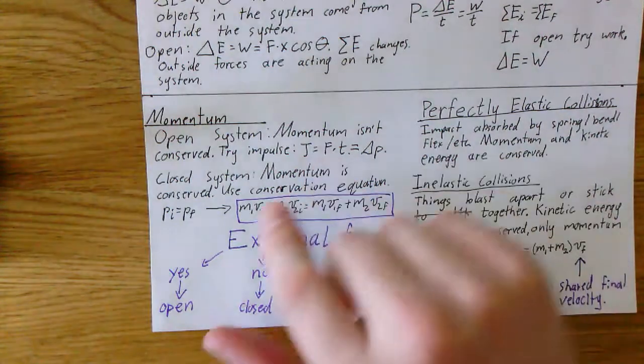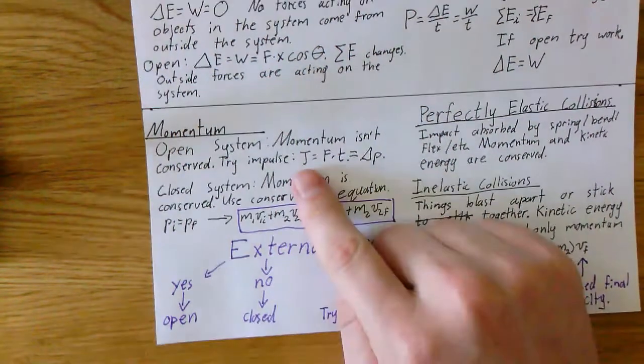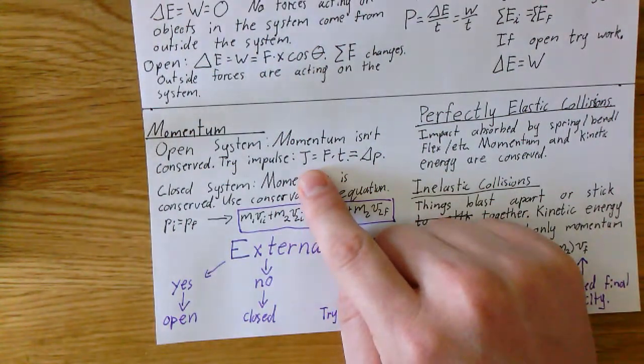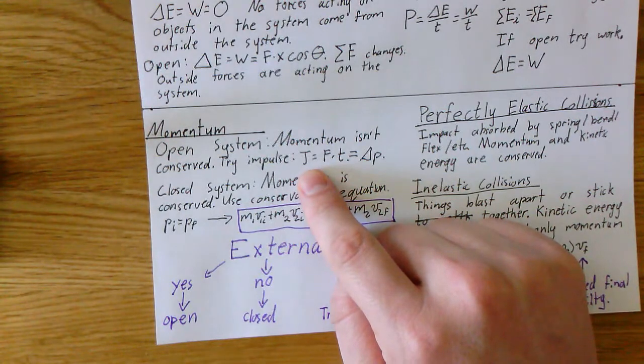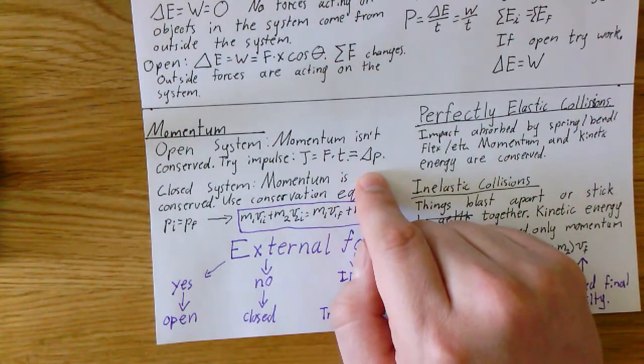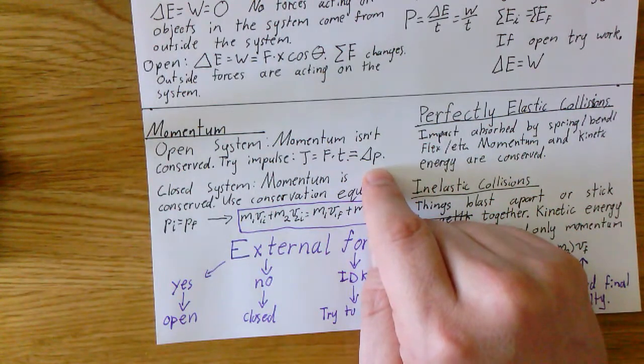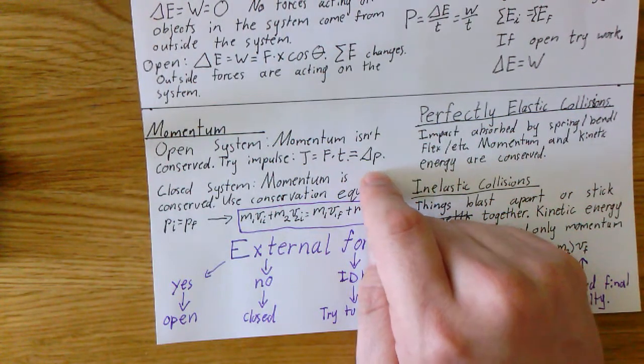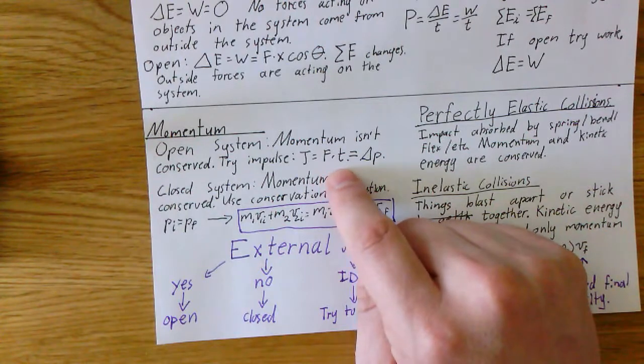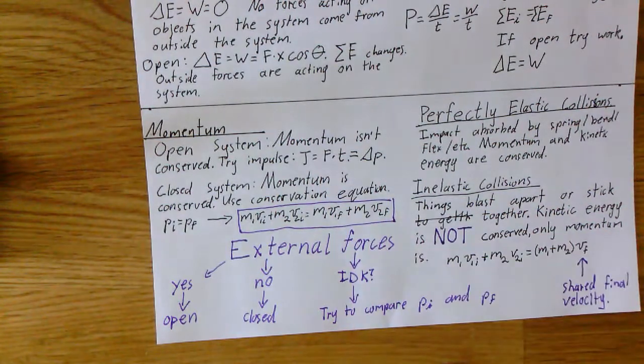Try using impulse. The variable for impulse is J. I don't think they have that on the equation sheet. I think they just use delta P for change in momentum. The variable for momentum is P for God knows what reason. So change in momentum equals force times time. If it's an open system, try that. That would be if your momentum is changing. You want to ask yourself, are there any outside forces?